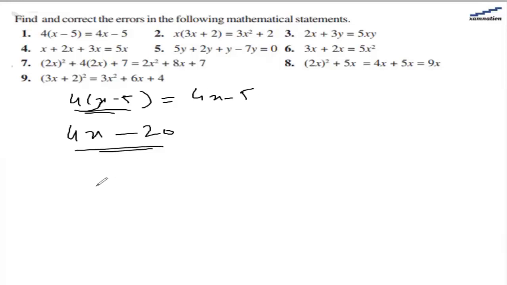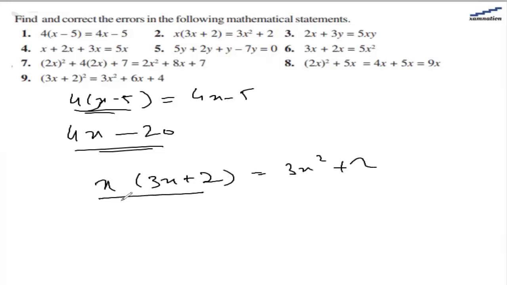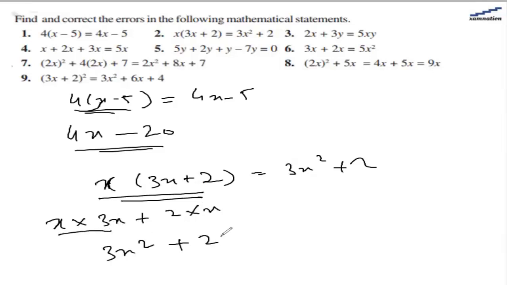The second part is x(3x plus 2) and that is equal to 3x square plus 2. On the left hand side we have two factors that are getting multiplied, x and 3x plus 2. So when we open the bracket, we have x multiplied with 3x plus 2 multiplied with x. So x multiplied with 3x will give us 3x square and 2 multiplied by x will give us 2x. So here we should have 2x instead of 2.